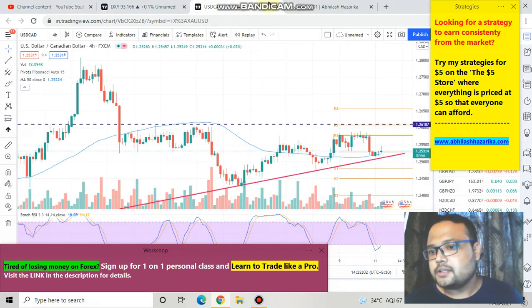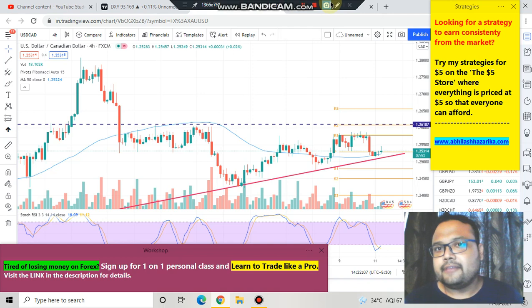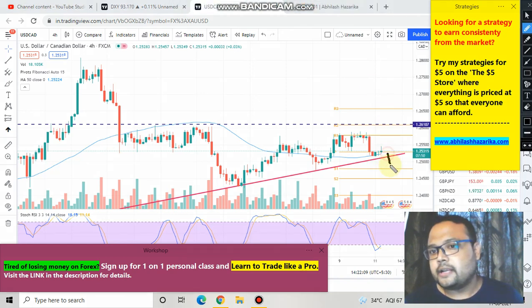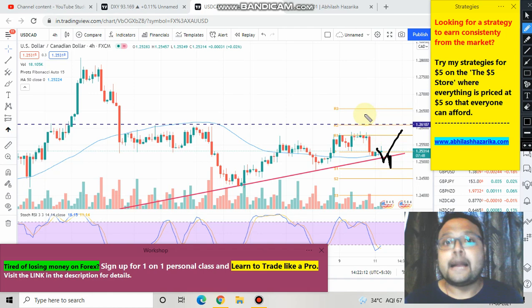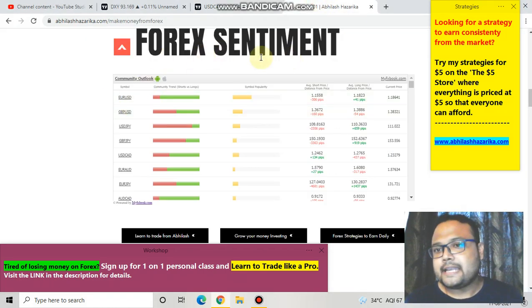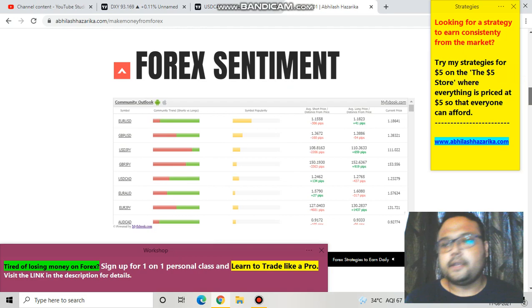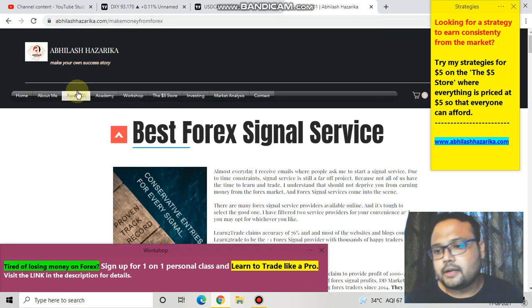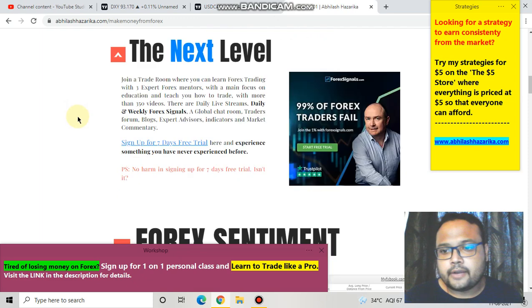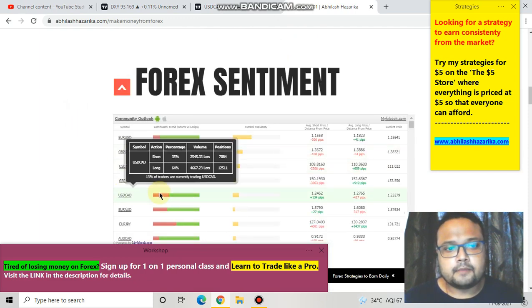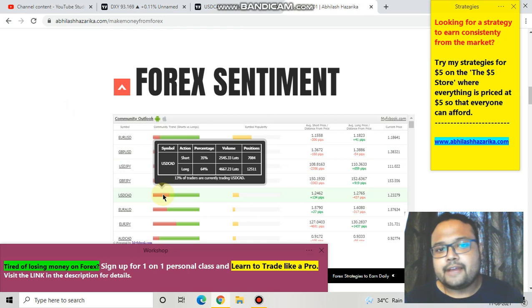If dollar starts showing trend reversal signs, then definitely market will be crossing this trend line, or market will break this trend line instead of going up. And if we go to the Forex sentiment meter here, you'll find the Forex sentiment meter on my website avilashhazarika.com under Forex 101 section. And in the Forex sentiment meter, we can see that 35% retail traders have taken short position and 64% retail traders have taken long position. Or in other words, 64% retail traders are thinking that market will be going up and 35% are thinking that market will be going down.